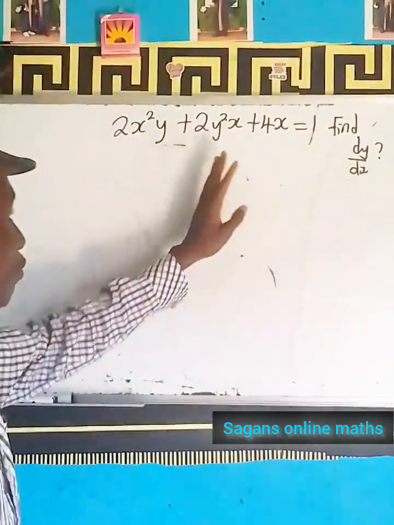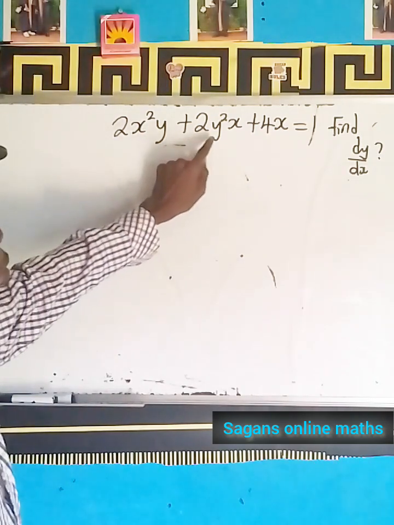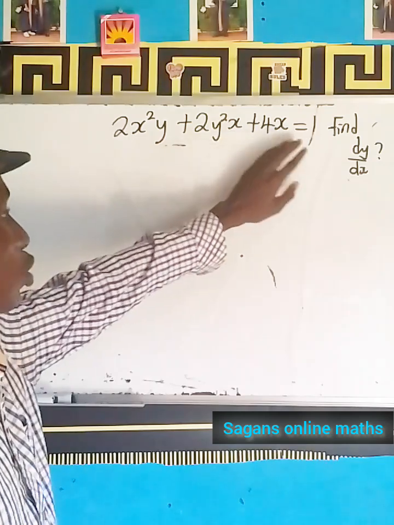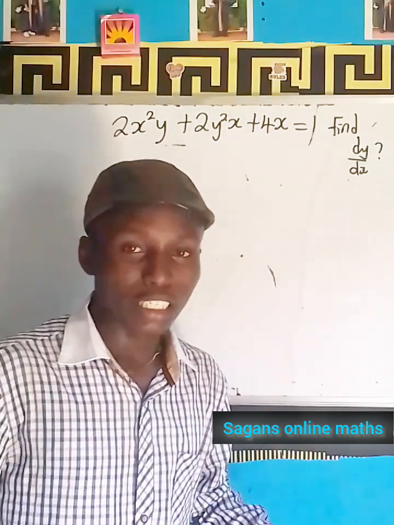Let's solve this implicit differentiation together. Now we agree that 2x squared multiplied by y plus 2y squared multiplied by x plus 4 is equal to 1. We are asked to find dy over dx. Remember that this is implicit differentiation.